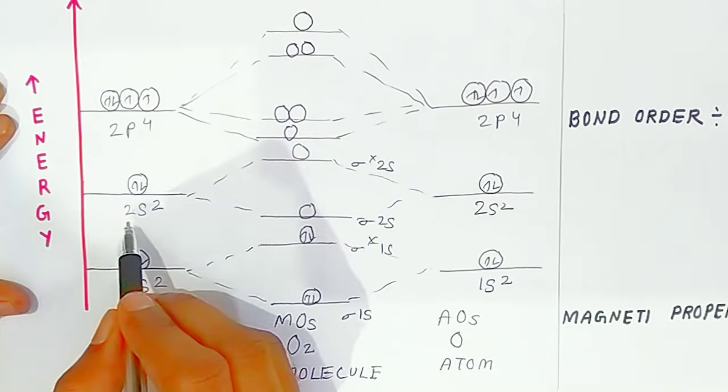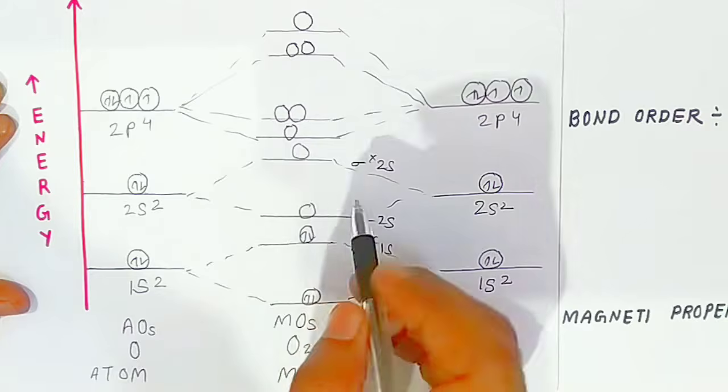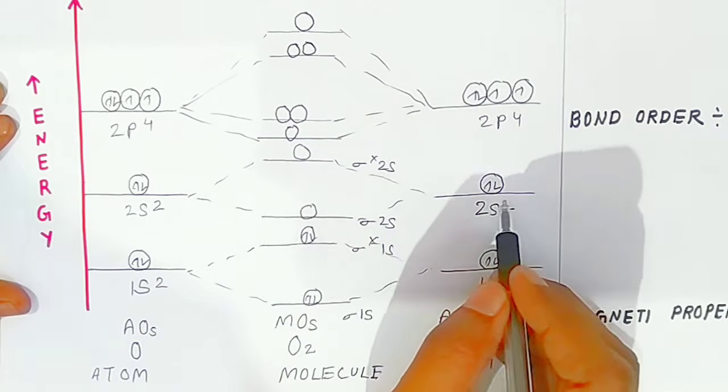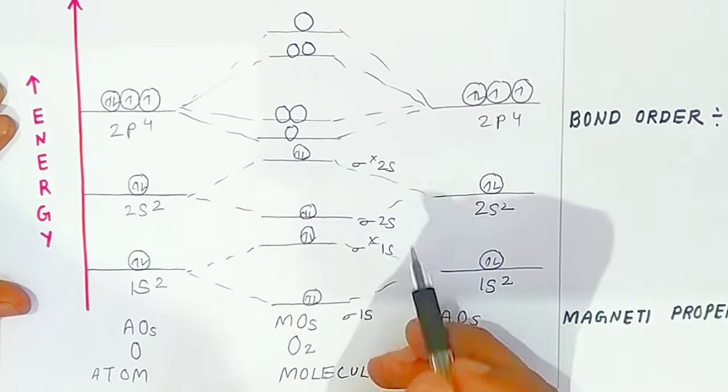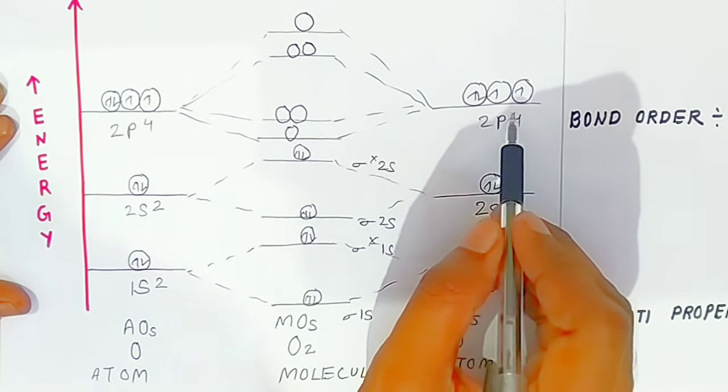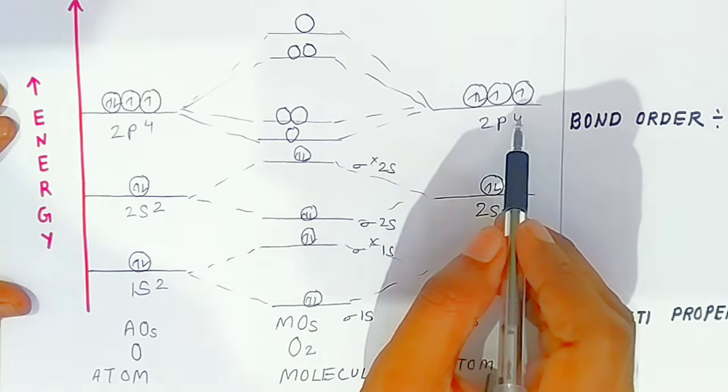Here also, the 2s atomic orbitals of the oxygen atoms combine, and there are 4 electrons. So 2 electrons will go to the bonding and 2 electrons will go to the anti-bonding. Here students, you have a total of 8 electrons. So how are you going to distribute the 8 electrons?